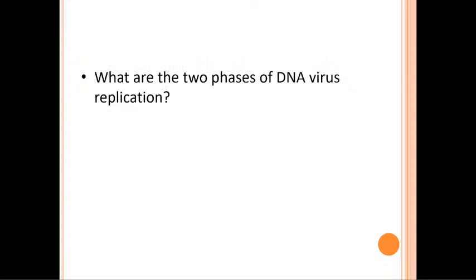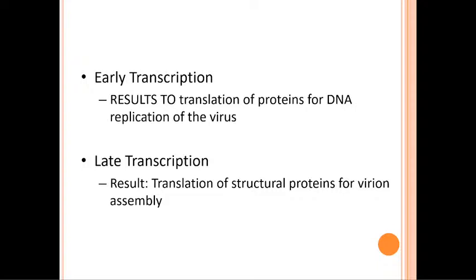All right. Now, what are the two phases of DNA virus replication? So we have what you call early transcription, which results to the translation of the proteins of DNA, and late transcription is where the structural proteins of the virion are being assembled. Okay? So there's always results: early transcription and late transcription. This is basically the proteins or DNA replication of the virus is the end product of early translation. For late transcription, the translation of the structural proteins for virion assembly. So yun yung para magdikit-dikit na yung virus.